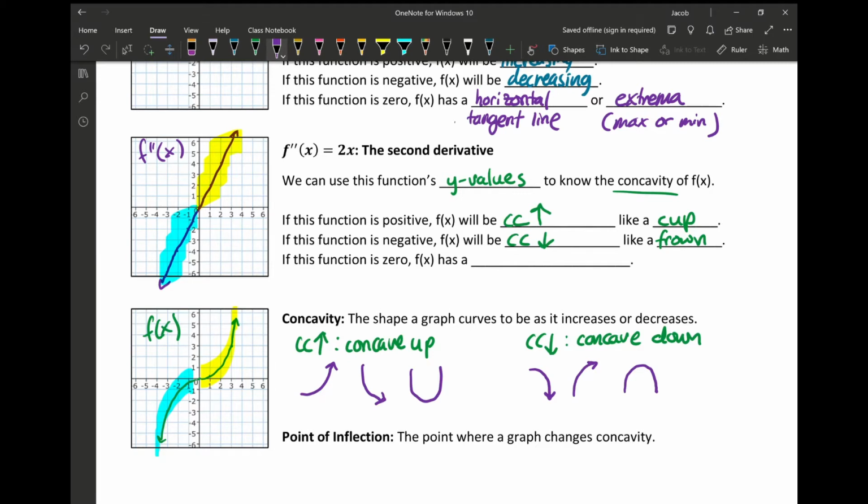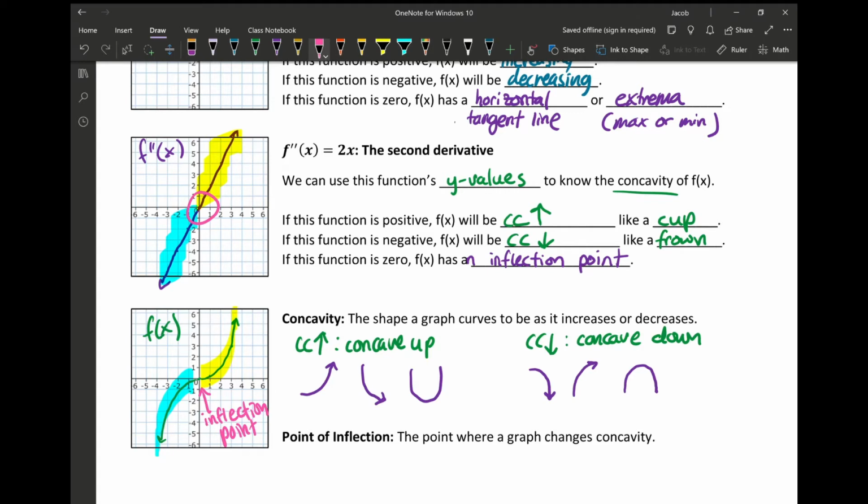If the function is 0, then f of x has an inflection point. So if f double prime of x, the second derivative, is 0, then there is an inflection point. What we're looking at on the original function is an inflection point, which is a point where the graph changes concavity.